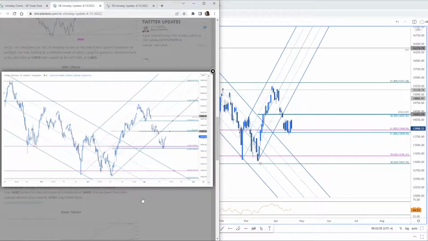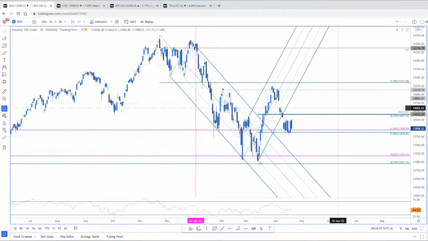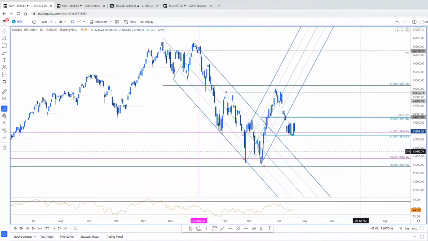This was our last update here. This was the intraday. I'll show you in a moment. But again, the pivot break back below 14,405 had us looking for a drop towards 13,948, 13,878. Here's what's been happening since the break, guys. Nothing has changed.